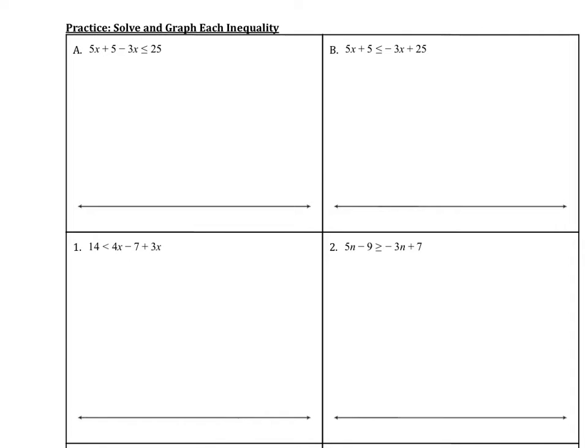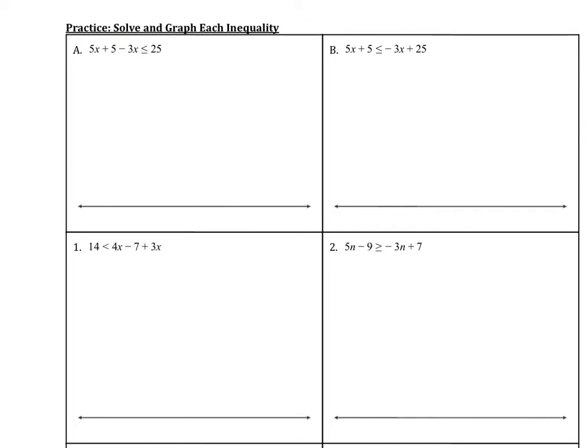Chapter 3.4: Solve and graph each inequality. Let's solve letter A first. For letter A, you're going to combine the like terms. In this case, we have like terms 5x minus 3x. They're on the same side, so you just combine according to their sign.